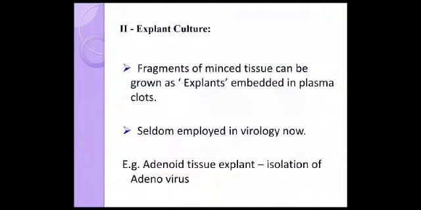Explant cultures: the disadvantage of using the organ was that there was a lot of bacterial contamination, and whenever there is bacterial contamination, it is difficult for us to grow the viruses. So next they used explant cultures, wherein fragments of minced tissue could be grown as explants, embedded in plasma clots. But they're not used as of now. To give you an example where explant cultures were being used, adenoid tissue was used for isolation of adenoviruses.